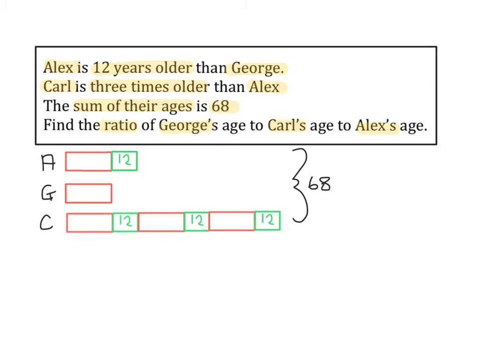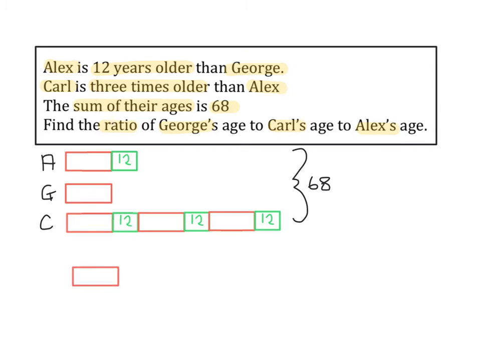Okay, so now I've set it out like that. What I'm going to do, just to make it really clear, is put all the bars in one line. So I know they all add up to 68. I will have, all together, 1, 2, 3, 4, 5 of these red boxes. So let's get 5 of those boxes sorted.